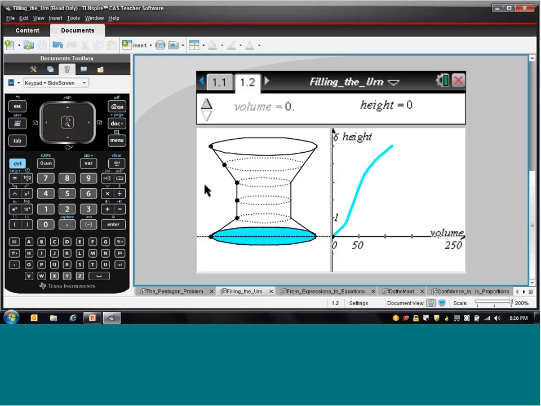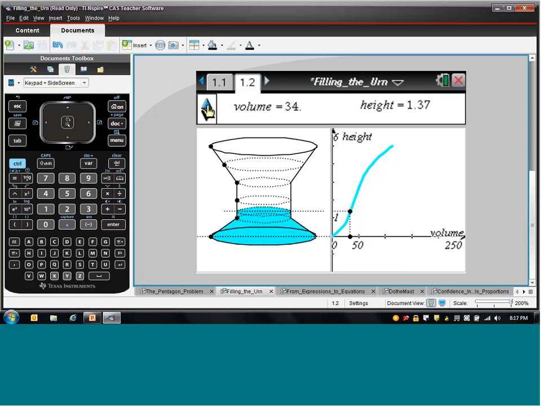So let me just set up the scenario for you here. On the left, you have a picture of an urn or a vessel that has circular cross sections. And we can fill that urn by using the little clicker at the top. Every time we click the up arrow, we add 1 unit of volume of liquid to the urn. And the graph on the right is depicting the fluid level or the height of the fluid in the vessel as a function of volume. So the more we pour in, the higher up the level goes.